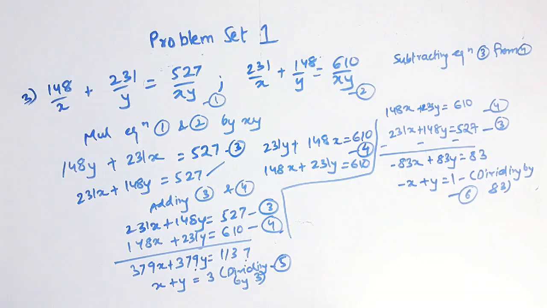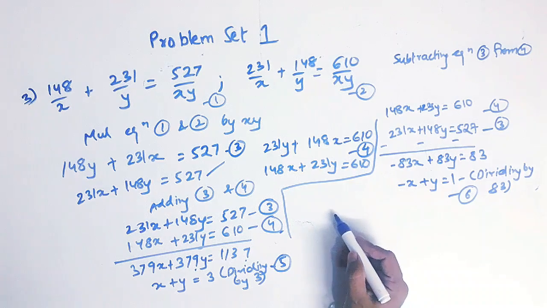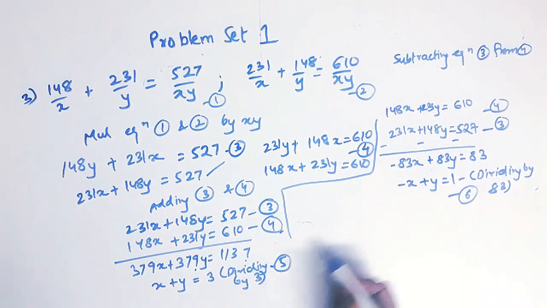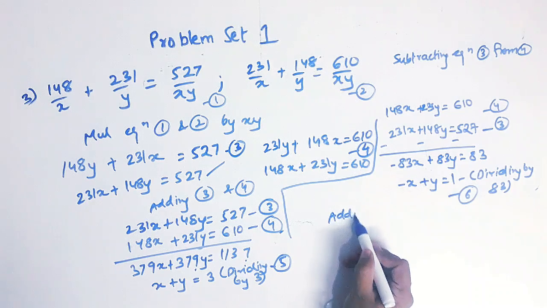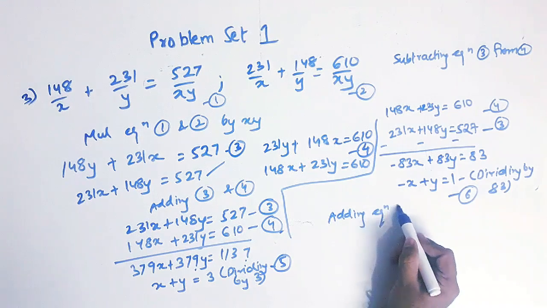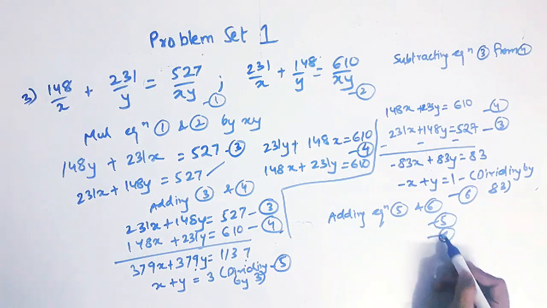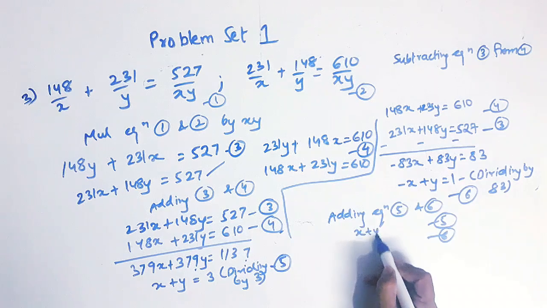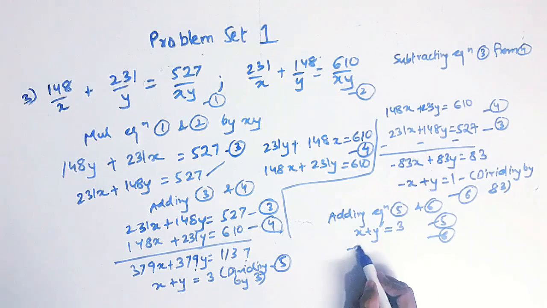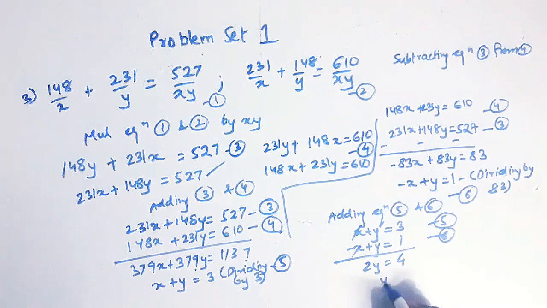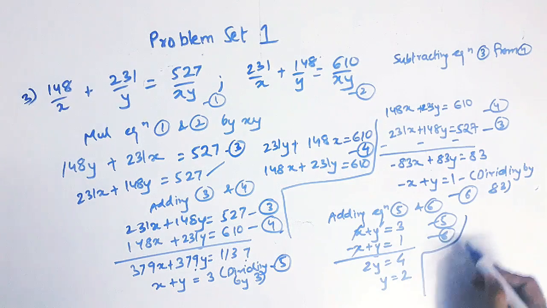Okay, then if you add 5 and 6, simple, x will get cancelled. Adding equation 5 and 6, x plus y equals to 3, minus x plus y equals to 1. Okay, so x gets cancelled here, 2y equals to 4, so y equals to what? Y equals to 2.